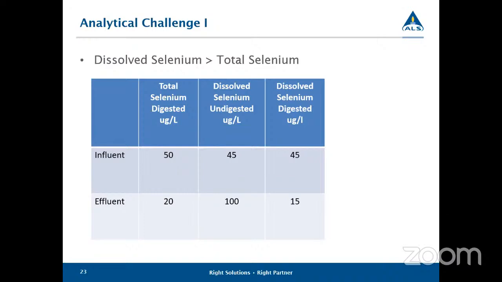So what we thought is, well, let's digest the dissolved. In this case, it's a filtered sample, digested. No difference in the influent, but in the effluent, now the undigested selenium was 100 micrograms per liter. If we digested it, it came down to 15. So that proved that the digestion was critical here. Now, were we losing the volatiles or were we converting the volatiles?